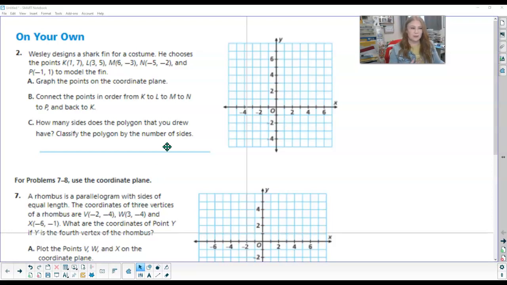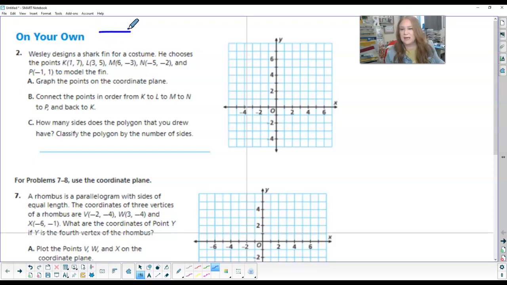For our 11.2 practice, we're going to be doing some problems from the On Your Own page, problems 2, 7, and 8. So we are going to look at number 2 here. It says that Wesley is designing shark fins for a costume. He chooses the points K, L, M, N, and P to model the fins. We know we've got 5 points. So we're going to graph these points.